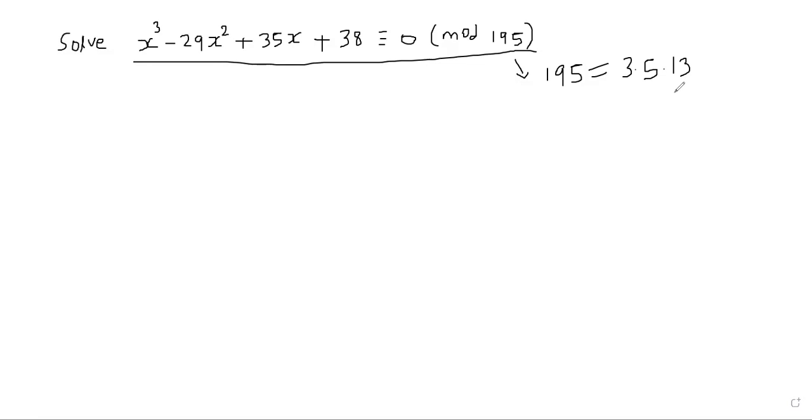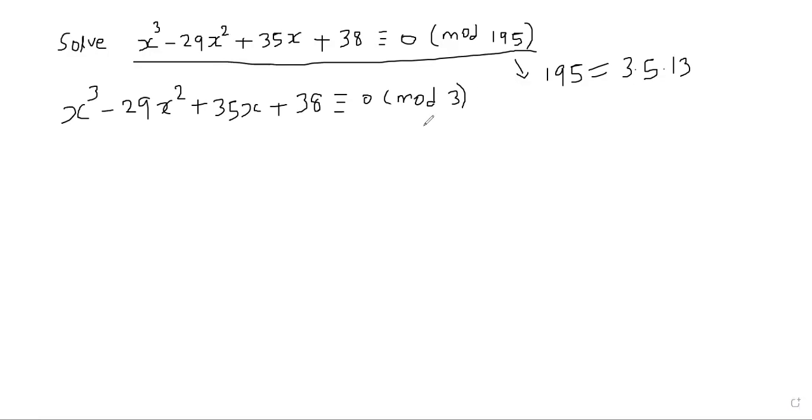So if you know the prime factors, which is an interesting problem in itself, then you can easily solve this kind of equation by leveraging the Chinese Remainder Theorem. Let me explain the approach now. Instead of solving this, we will be solving x cubed minus 29x squared plus 35x plus 38 congruent to 0 mod 3 first, and then 5 and then 13. Okay, let's keep this going now with 3 first.